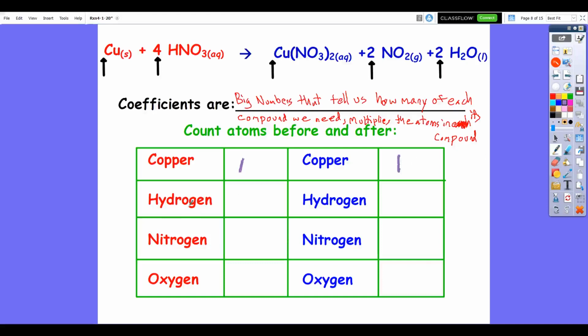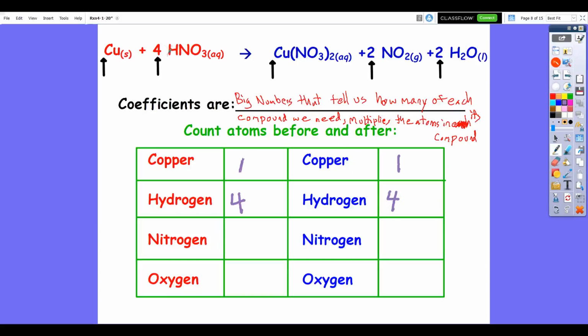Now for hydrogen. Here I have 4 hydrogens times a subscript of 1. So I have a total of 4 hydrogens. On this side, I have 2 hydrogens in each water, but I have 2 waters, so 2 times 2 means I have a total of 4 hydrogens.